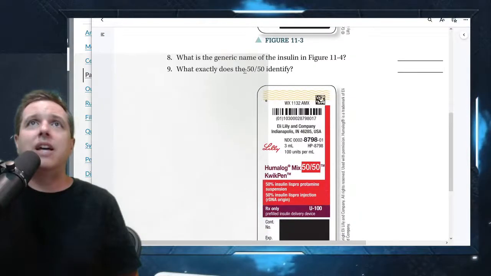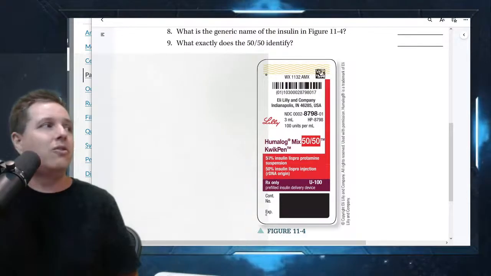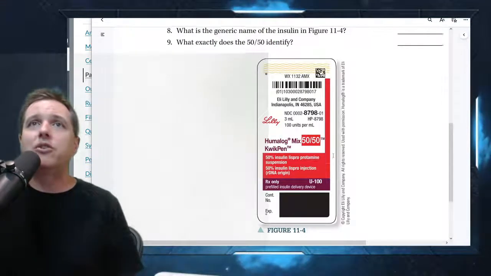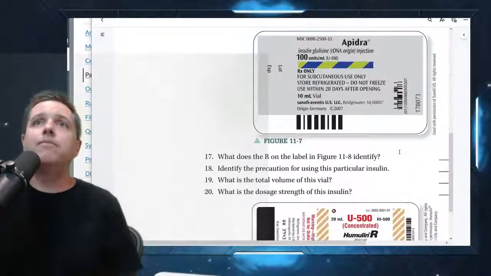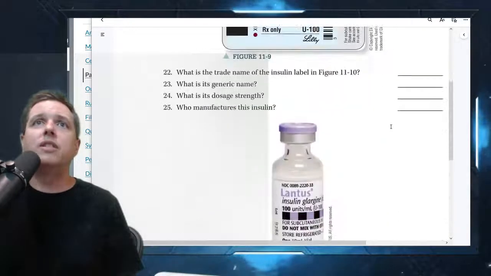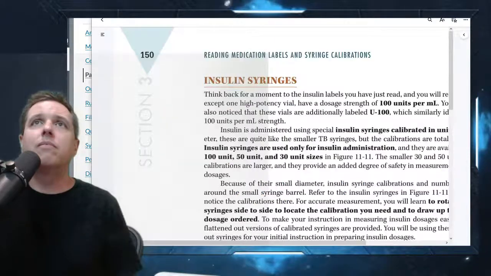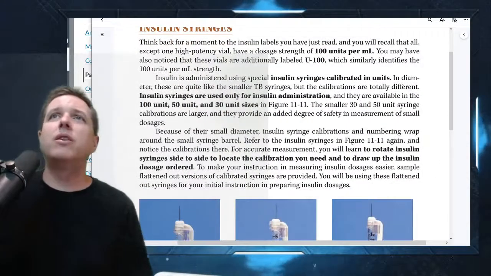So for instance, what exactly does the 50-50 identify? You can look on here, 50-50, and then right down here they tell you 50% insulin lispro protamine suspension, 50% insulin lispro injection, rDNA origin. So you're seeing exactly what the two mixtures are, right? So there's not a huge mystery there. I thought there were a few more details we needed to look at. Yeah. Insulin syringes. So let's see. What was it we wanted to say here?